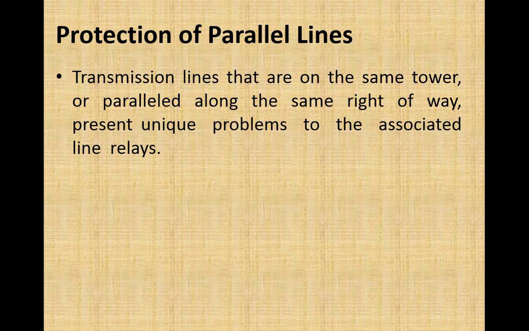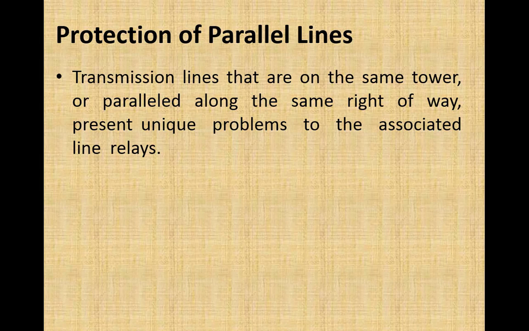So when we are talking about parallel transmission lines, it means lines which are either sharing the tower, or if they have separate towers, they are sharing the right of way, meaning they are in close proximity of each other. So the physical distance between them is not too much.